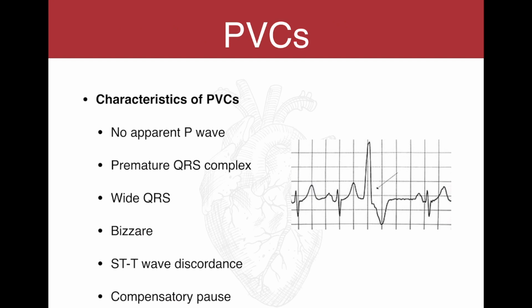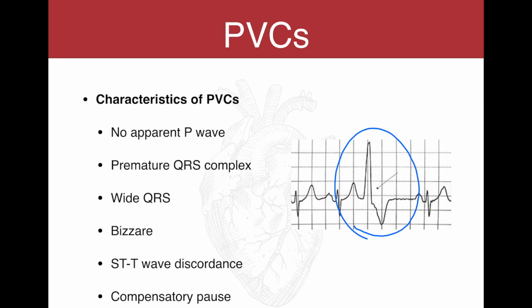It's a premature complex, so if you're marching out your R to R intervals, you'll see that this QRS complex comes earlier than it's supposed to. And when you see it, it should stick out kind of like a sore thumb. These things are wide, they're big, and they just look plain bizarre. As you can see, it's not hard to identify that this beat looks a whole lot different than the ones that are around it. And that's how we can usually identify a PVC pretty easily.